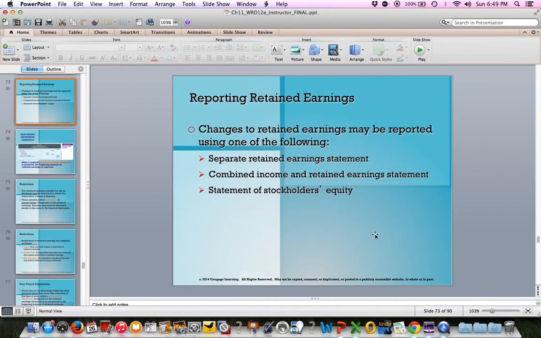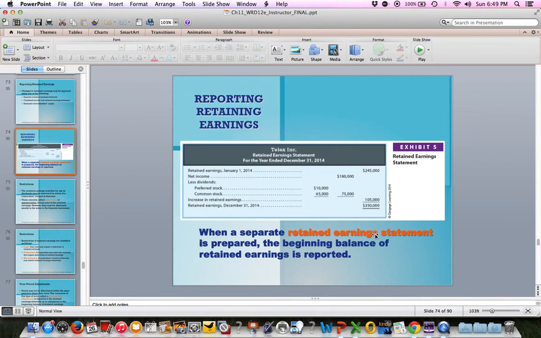Reporting retained earnings: changes to retained earnings may be reported using one of the following: a separate retained earnings statement, a combined income and retained earnings statement, or a statement of stockholders' equity. So you kind of have your choice when it comes to reporting and how you do this.